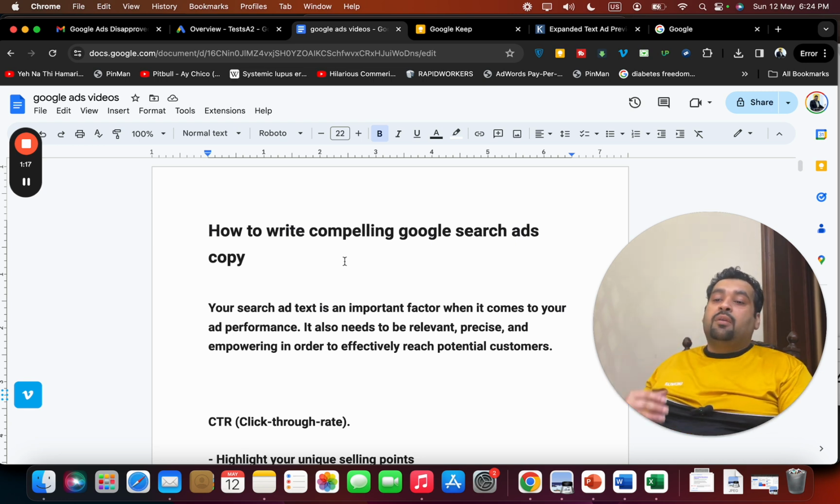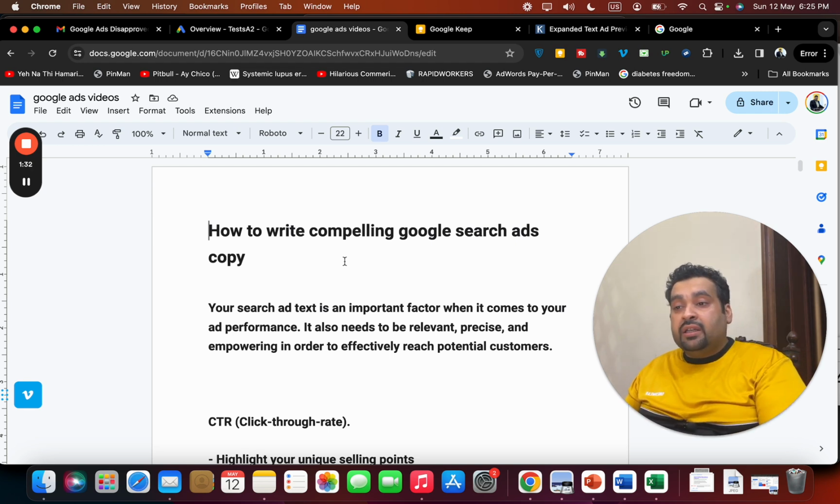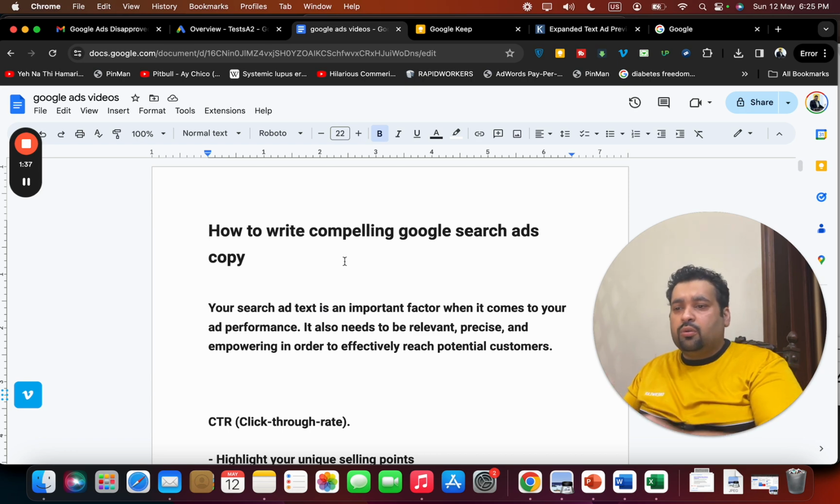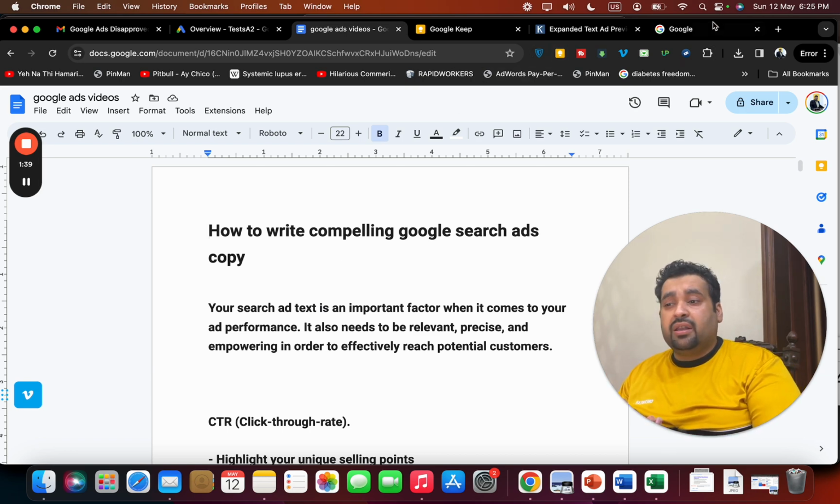Because our CTR was high, we were getting more clicks as compared to our competitors. Google doesn't like ads which do not get many clicks. So because we were getting more clicks, that placement also became profitable for Google. Now to write compelling ads, first of all, I'm going to show some ads, then we're going to discuss, and then I'm going to tell you how to write amazing, compelling Google search ads.